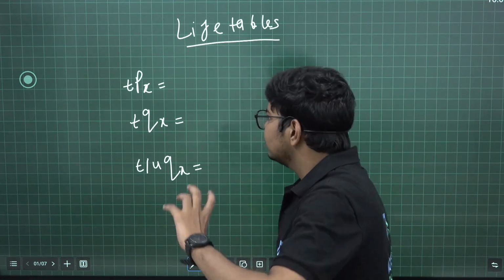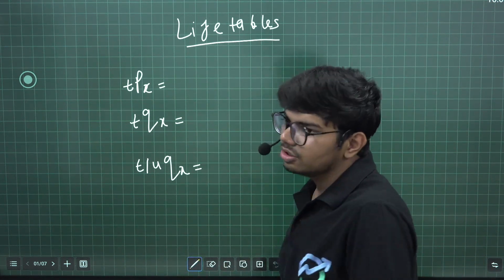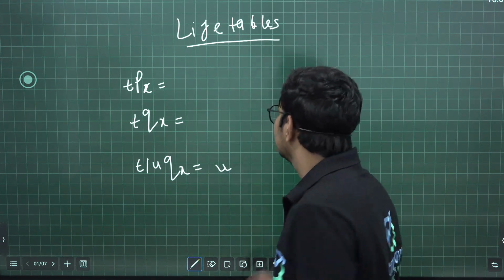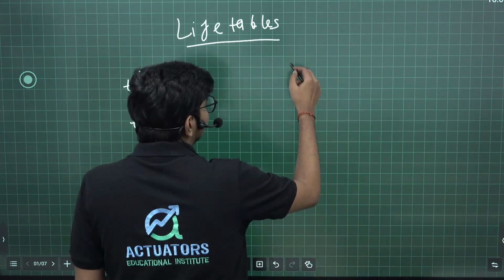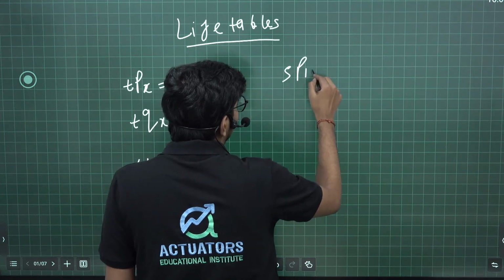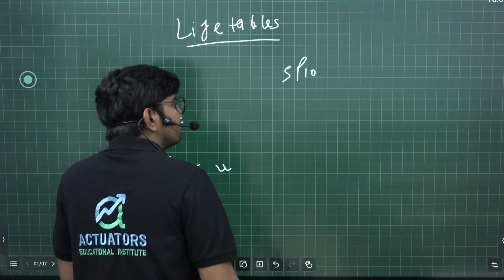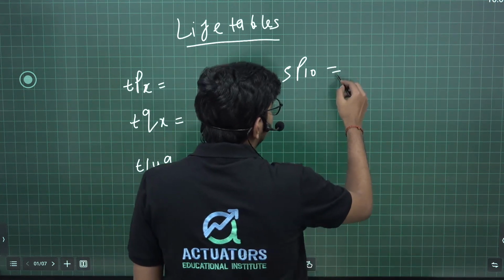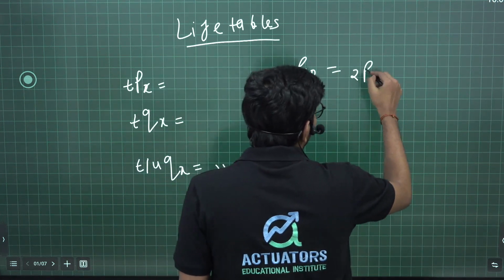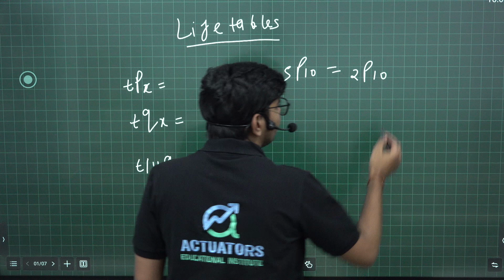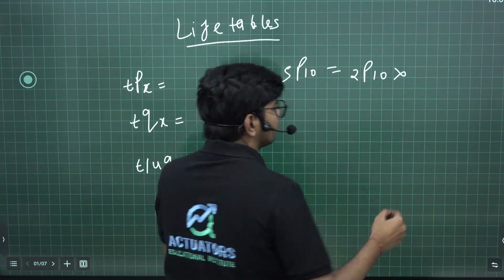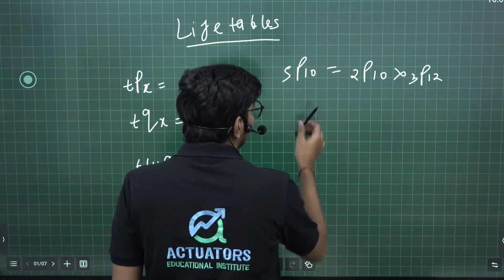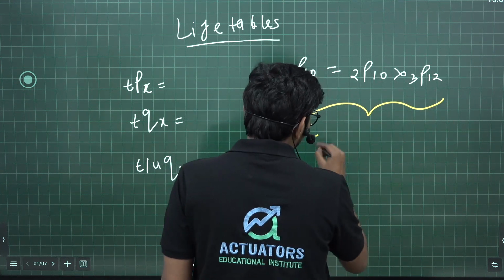Now, there is something known as the consistency principle, which you will have to know before you can derive the formula for t deferred uQh. The consistency principle essentially says that, let's say I want to calculate the probability 5p10, which means that a 10-year-old person will survive for 5 more years. I can say that this person will survive for 2 years first. Next, he will survive for 3 more years. So, I can write this as 3p12.